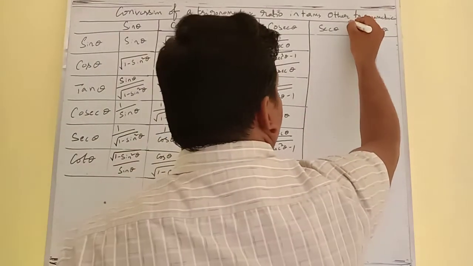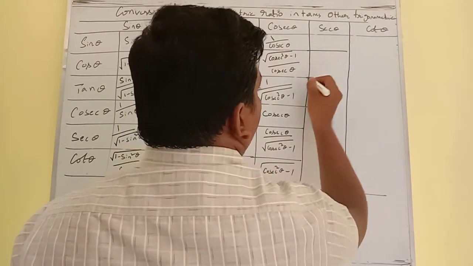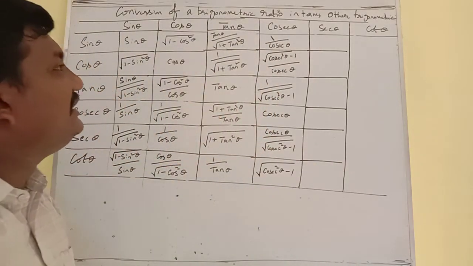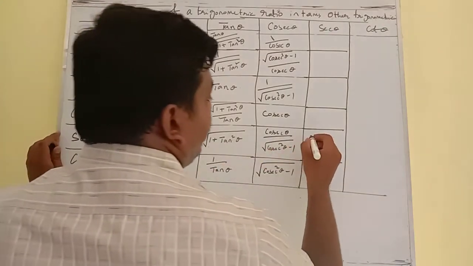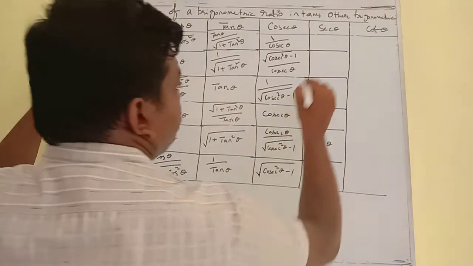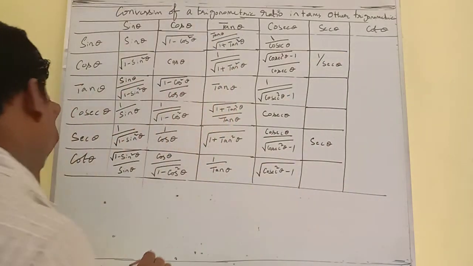Now trigonometric ratios in terms of secant theta. How to find them? Secant theta we can write directly. Now the reciprocal of secant is cos, that is 1 by secant theta.